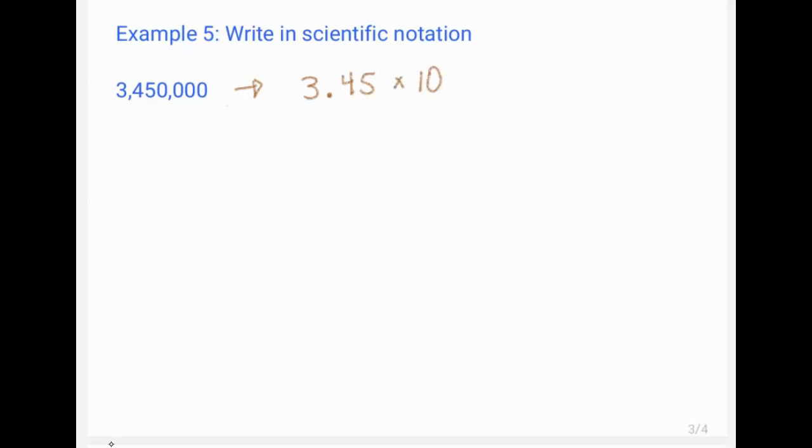So to find out what the power is, I'm going to rewrite this: 3, 4, 5, 0, 0, 0, 0, 0, 0. And so our decimal place is going to be after this 3 right here, and we're going to move it to the back. So we're going to go 1, 2, 3, 4, 5, 6. Since we moved 6 places to the right, our exponent is to the 6th power, positive.